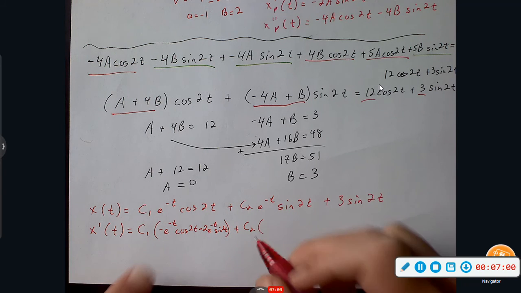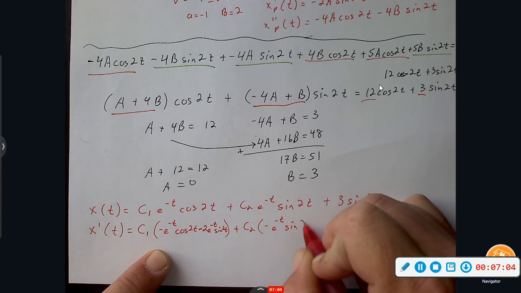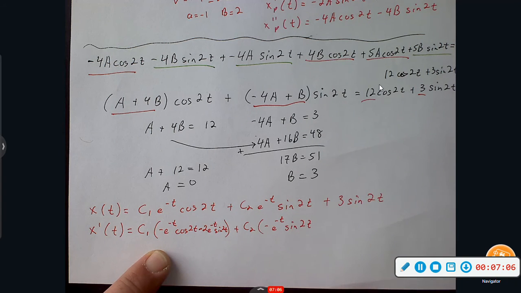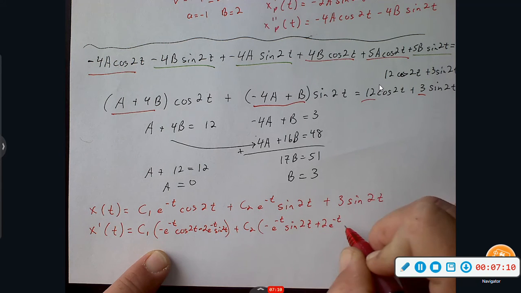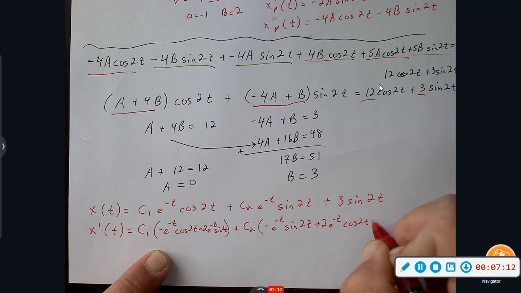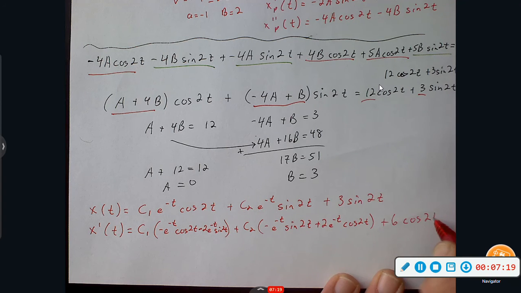Same thing here. Negative e to the negative t sine 2t. Take the derivative of sine 2t, we get a cosine, we get a 2 out. So plus 2e to the negative t cosine 2t. Sine goes to cosine, 2 comes out, plus 6 cosine 2t.